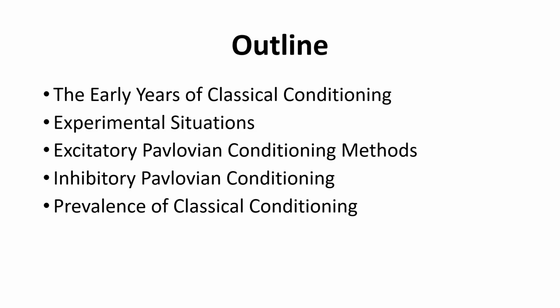For our outline for today, we're going to start with a little bit of history on classical conditioning, where it came from, the usual stuff. Then we'll move on to some experimental situations. That's pretty much what we're going to cover in this lecture. Next lecture, we'll get into things like excitatory and inhibitory Pavlovian conditioning methods, as well as the prevalence of classical conditioning and where we see it nowadays.